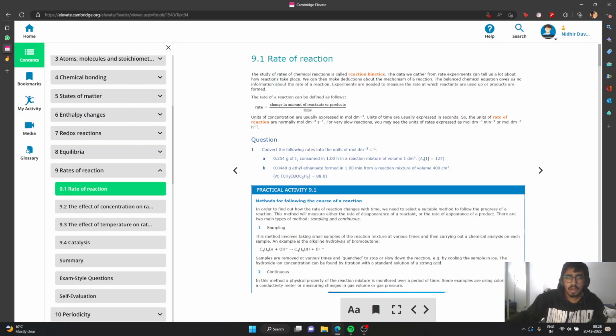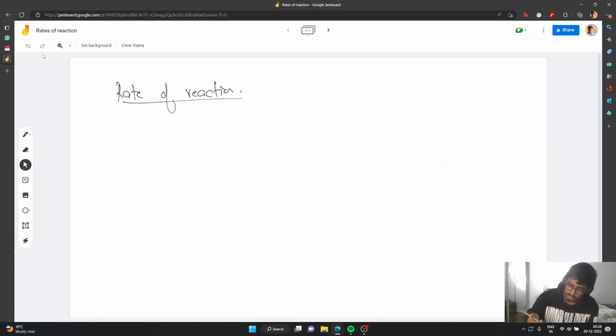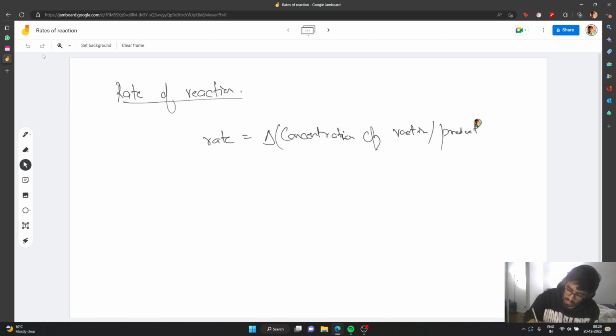Okay. So the first thing that we want to define is what is the rate of reaction. First of all, rate is equal to the change of concentration of reactant or product, any one of them, with change in time, kind of like change in distance over change in time as we do for velocity, but it's just change of concentration here. So let's look at what that means.